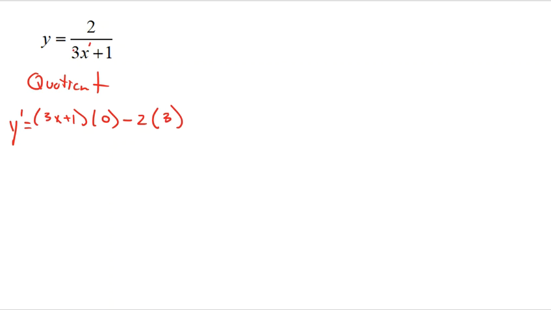Again, 1 falls down, 3 times 1 is 3. X to the 0 is 1, so 3. The derivative of 1 is 0. Okay, got it. All divided by the denominator squared, 3x plus 1 squared.